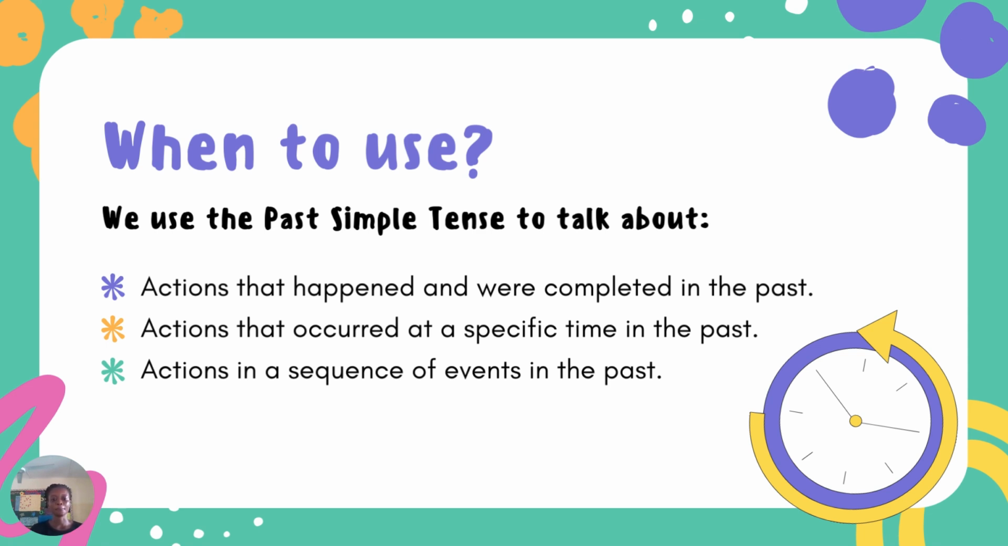Secondly, we use past simple tense for actions that occurred at a specific time in the past. Then thirdly, past simple tense is used to talk about actions in a sequence of events in the past. Now in the next slide, we're going to be looking at some examples of what we just listed.